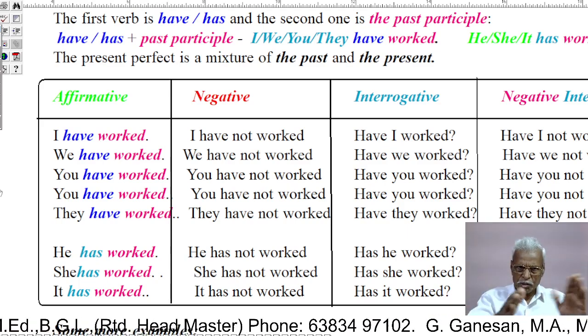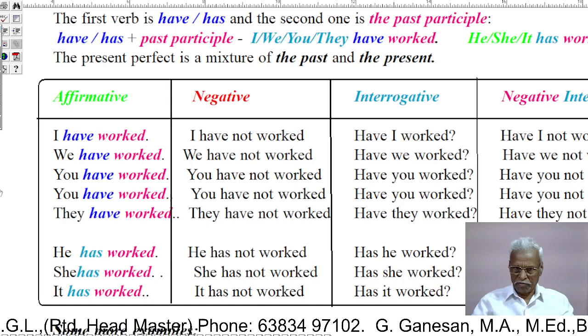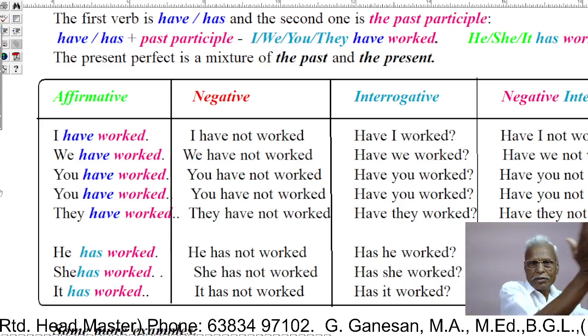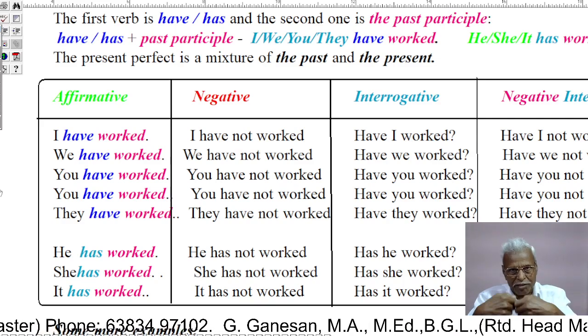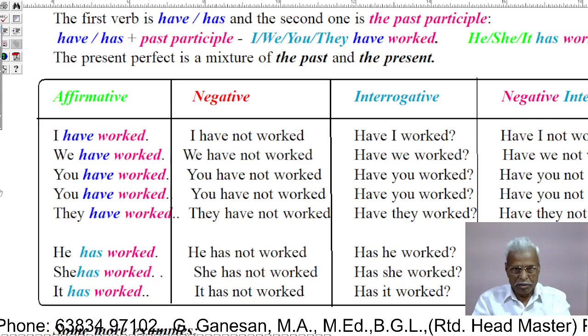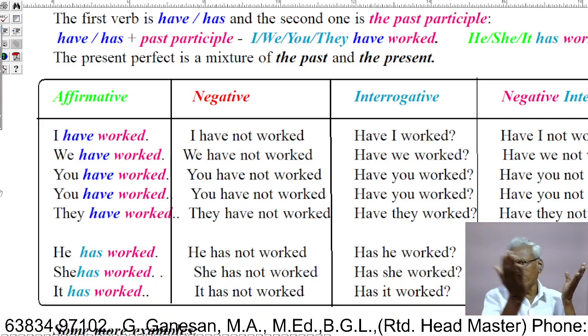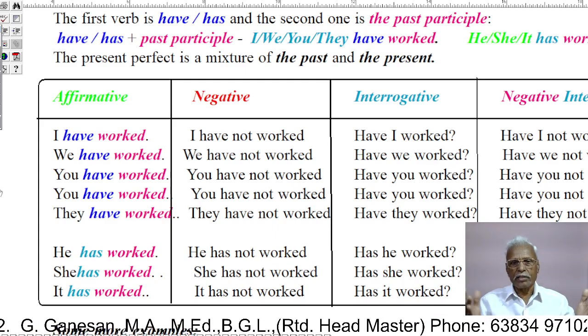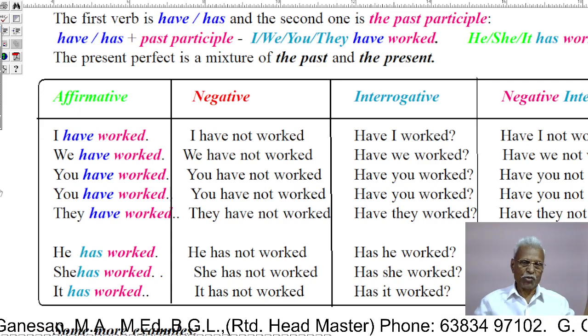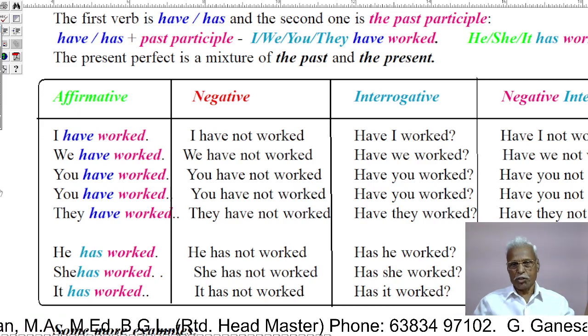Similarly, you have worked, they have worked. Actually, the action happened in the past, but we are talking of that action at the time of speaking. In the third person singular, he has worked, she has worked, it has worked. Positive, affirmative, negative.